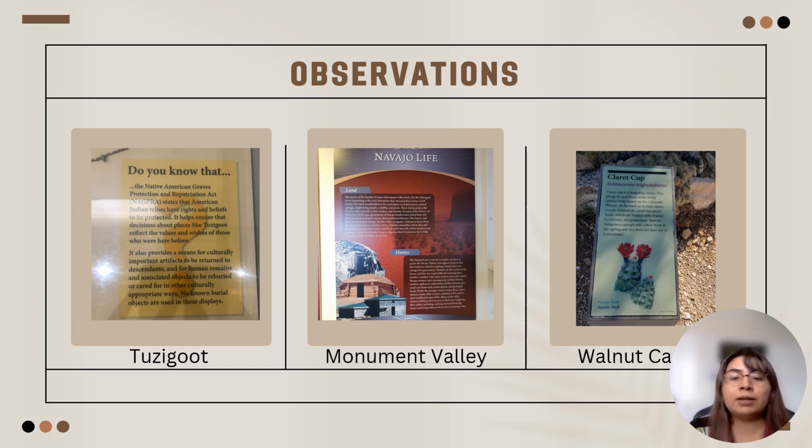And then another one in Walnut Canyon. This was really nice to see, that they have these plant signs out along the trail that share the native name as well. So just to give an initial presentation about what the signs look like and also the variations in those signs.